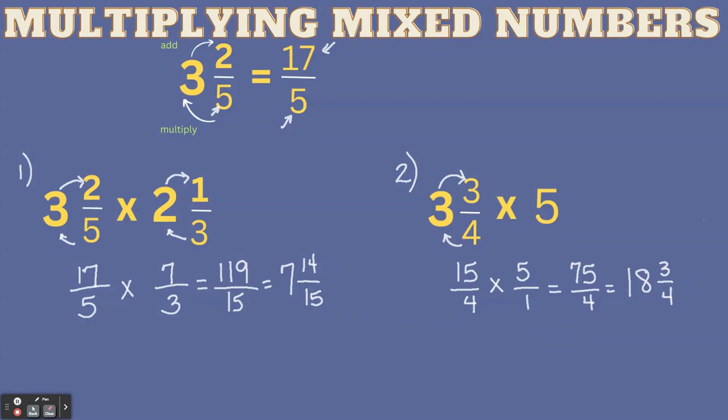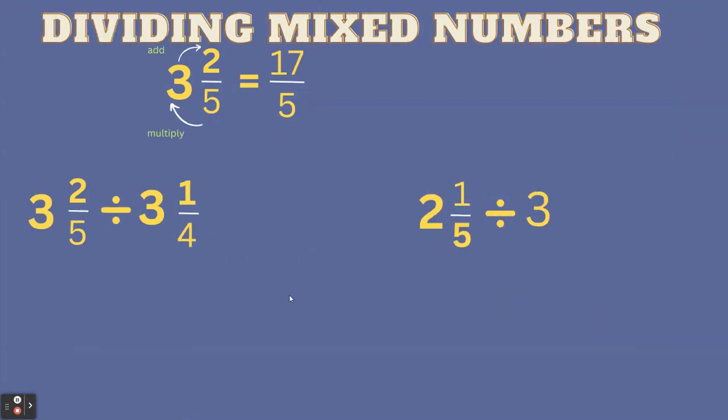Let's take a look at division next. Now, with division, we also have to convert to improper fractions first. So let us do that. We'll take 3 2/5 by multiplying 5 times 3 gives me 15. We'll add the 2 gives me 17, and we leave the denominator. Then we'll change 3 1/4 by multiplying 3 times 4 gives me 12, plus 1 gives me 13 fourths.